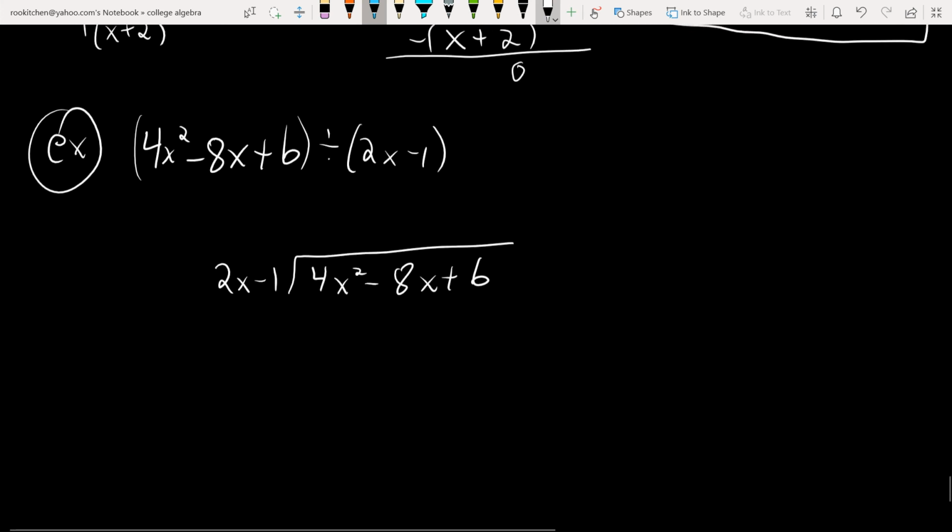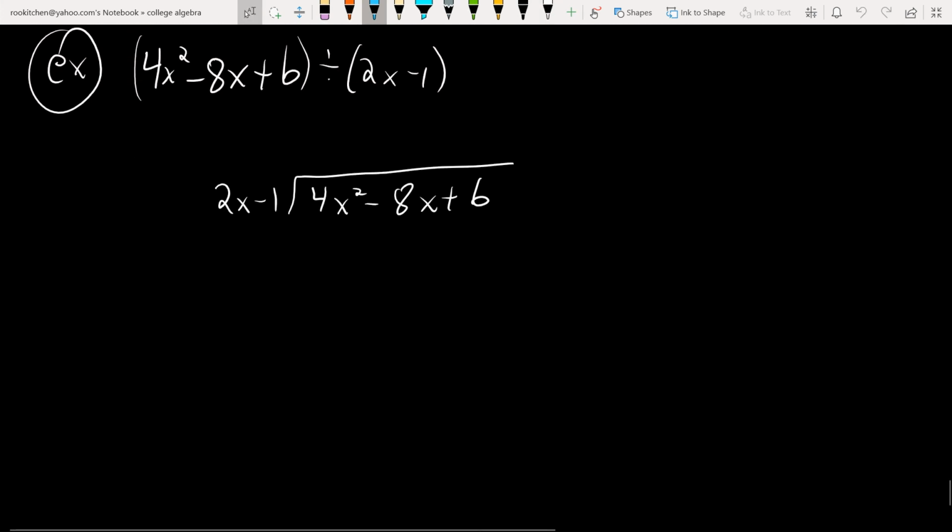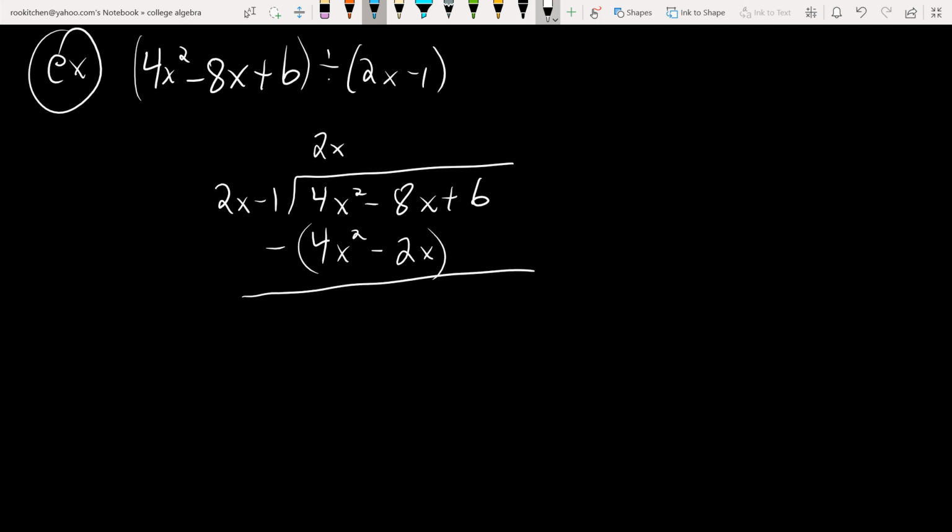So again, I'm thinking to myself, what times 2x gives me 4x squared? So clearly 2x. 2x times 2x is 4x squared. So I'll have 4x squared, and then you have to remember to distribute the 2x to both terms. So 4x squared minus, then 1 times 2x is 2x. And then I have to subtract the entire thing. Okay, so I'll have 4x squared minus 4x squared is 0. Negative 8x minus negative 2x is negative 6x, and then plus 6, bring down the plus 6. Then what times 2x is negative 6x?